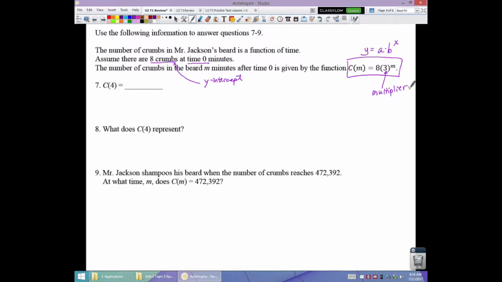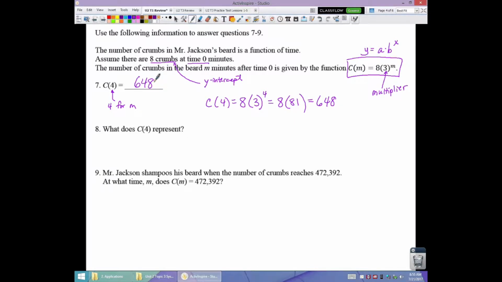So C of 4 means we want to substitute 4 for m. Okay. So that means we want to evaluate C of 4 by substituting 4 for m. And remember, by order of operations, you need to do 3 to the 4th power first. So that would be 81. So we have 8 times 81. 8 times 81 is 648.